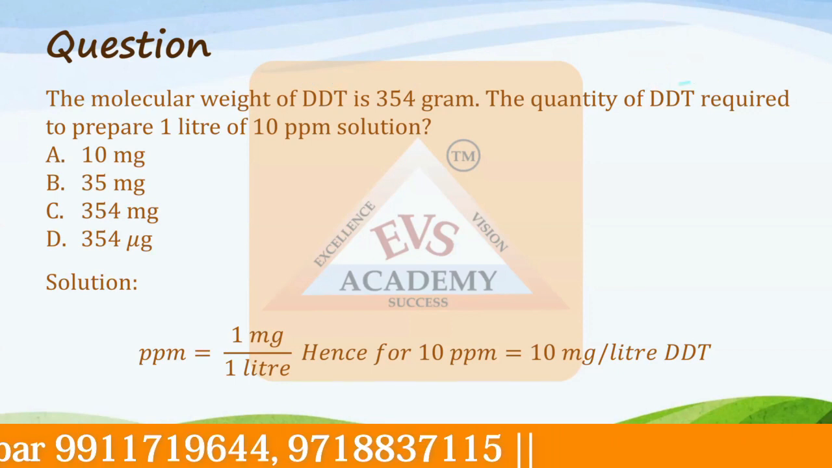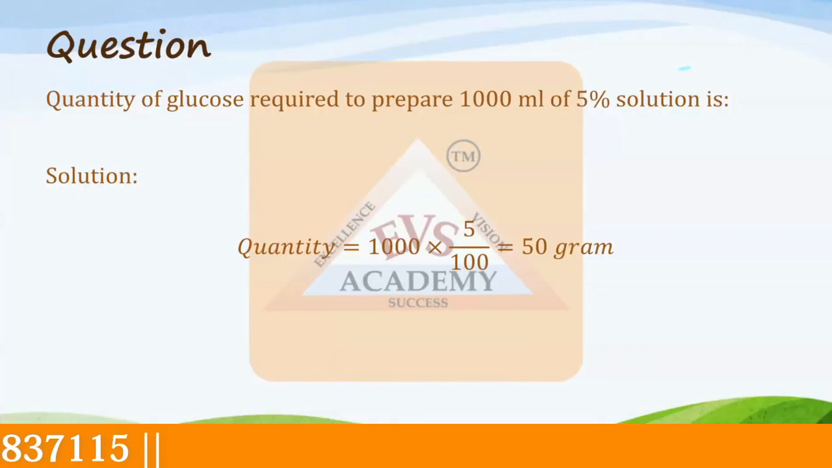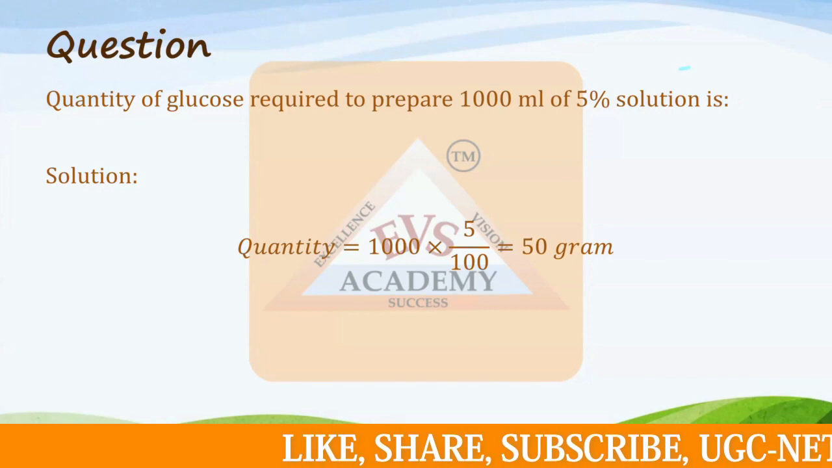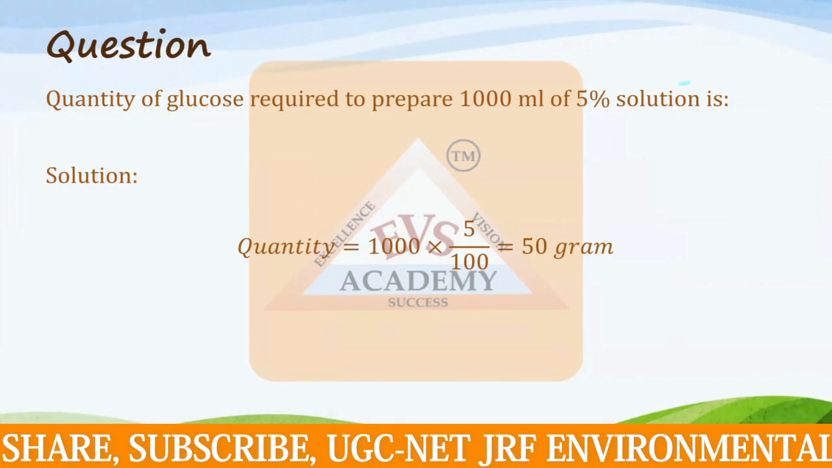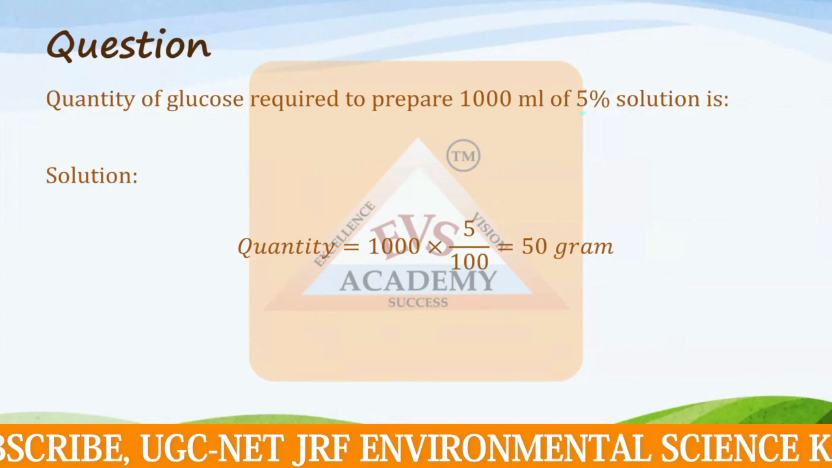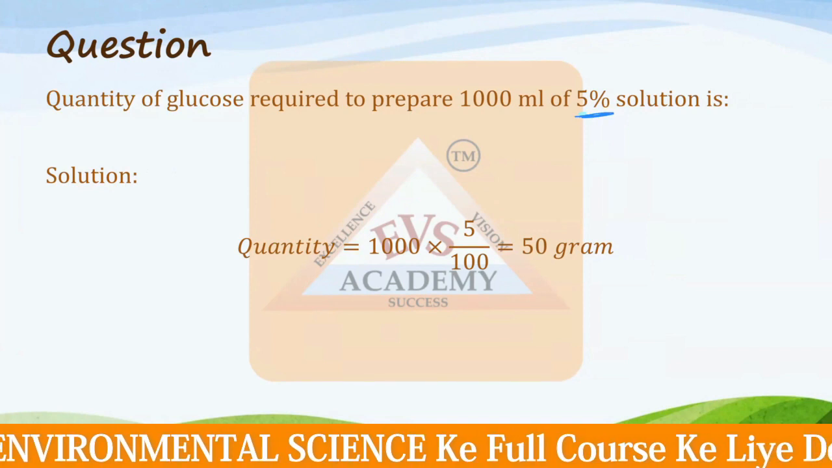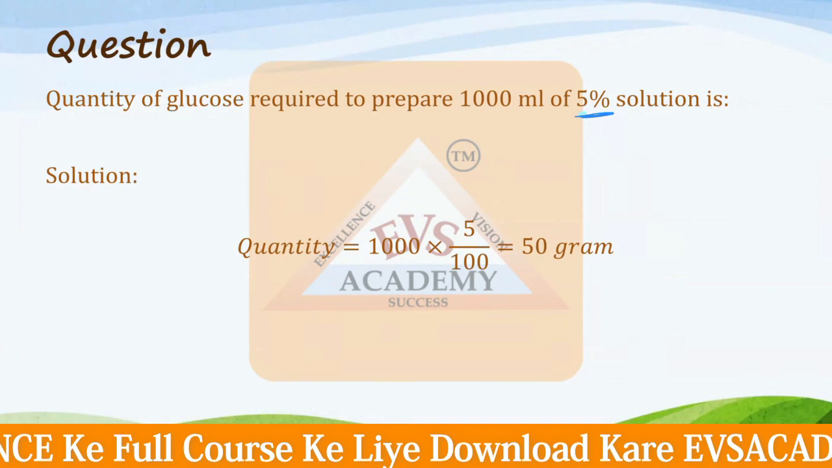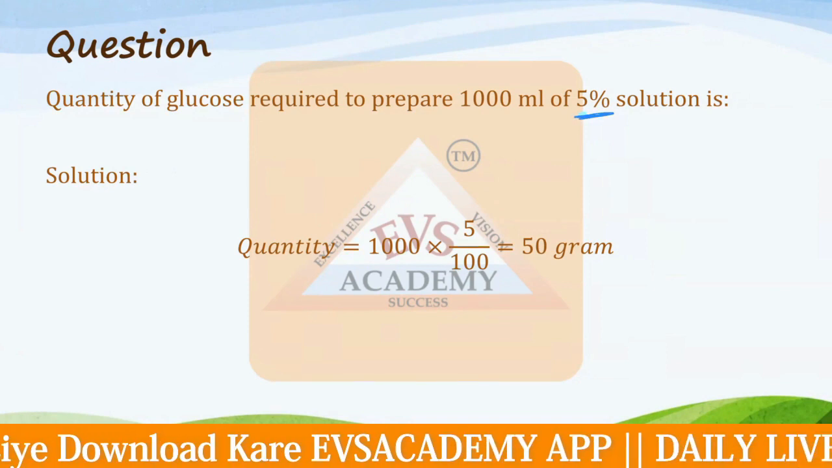So let's move ahead. Quantity of glucose required to prepare 1000 ml of 5% solution. So 1000 ml of 5% solution, quantity of glucose required you have to calculate. This is percentage, and we know that what is percentage? Percentage is per 100. So 1000 ml you have to create it. So if there is 1 ml, one part will be required in 1000 ml. 1000 part will be required. 1000 multiplied by this is 5%. So 5 multiplied by 100.